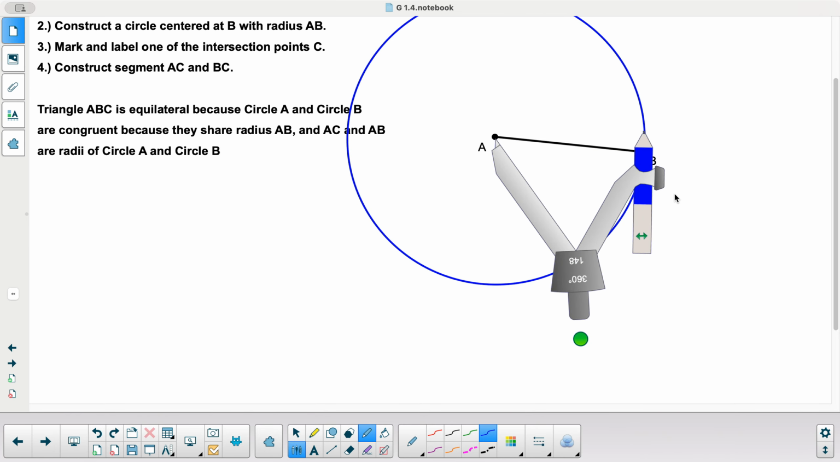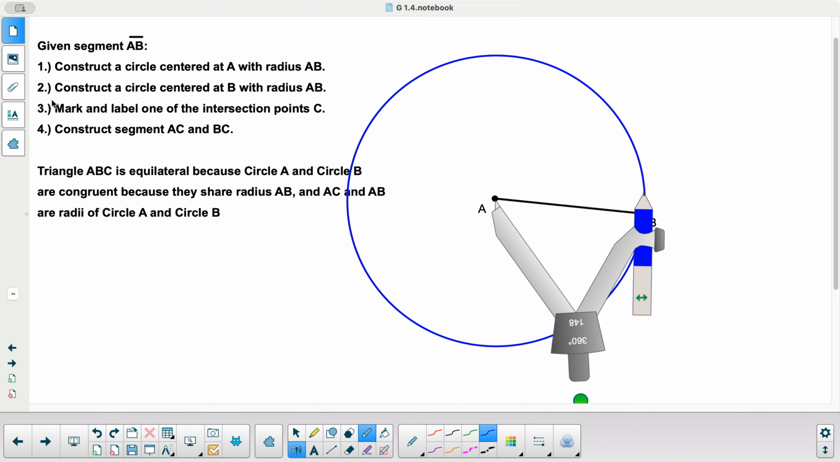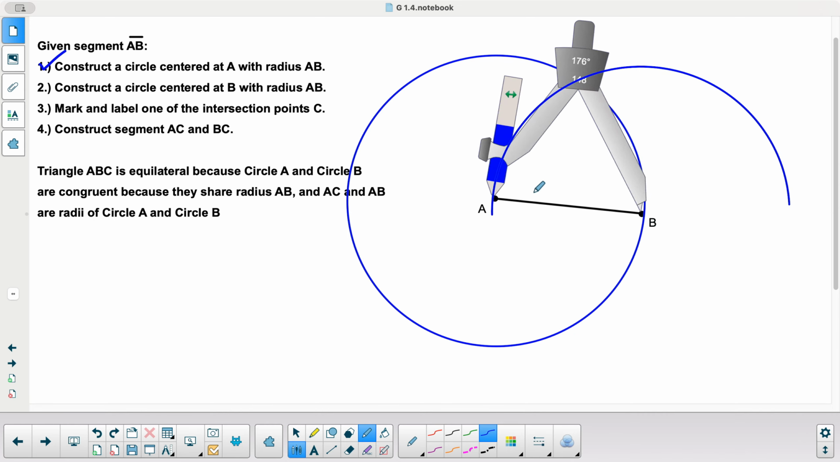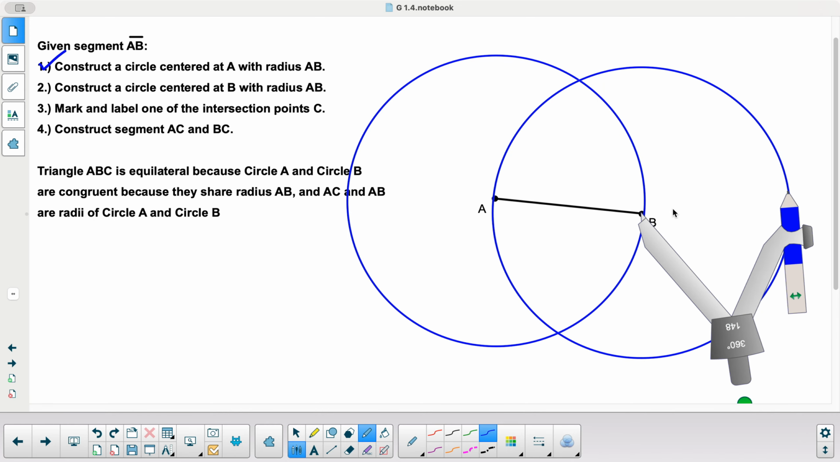There's my circle. Construct a circle centered at B with radius AB. So I'm going to keep my compass the same. I'm not going to move the length so I don't have to remeasure it. Put the center at B. Construct that circle. See how my radius right here is AB? Okay.